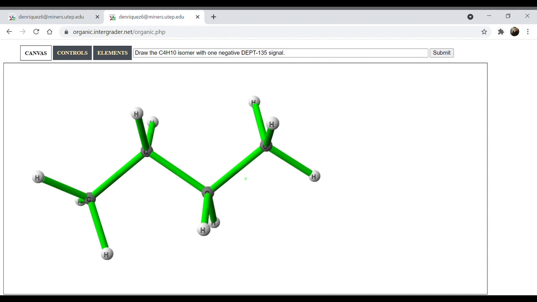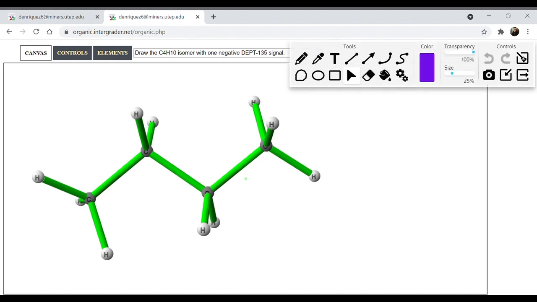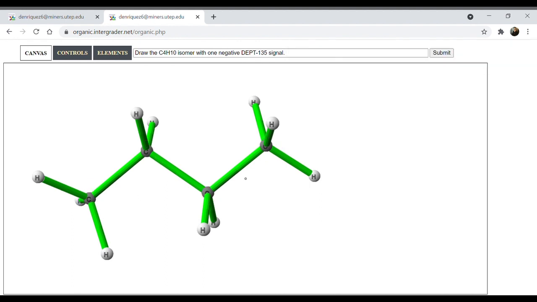Let me see if I can draw. So these 2 are the same for all intents and purposes, and these 2 are the same. So at the end, that means that it's only going to come up as 1 methylene in this because they're basically equivalent. So this is the correct drawing.